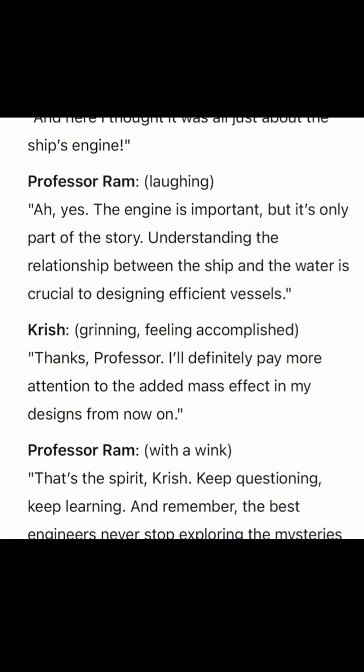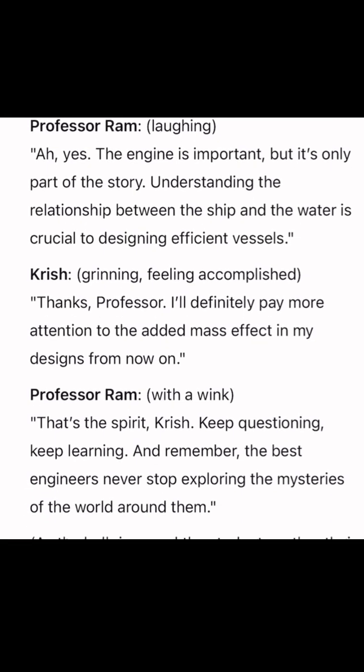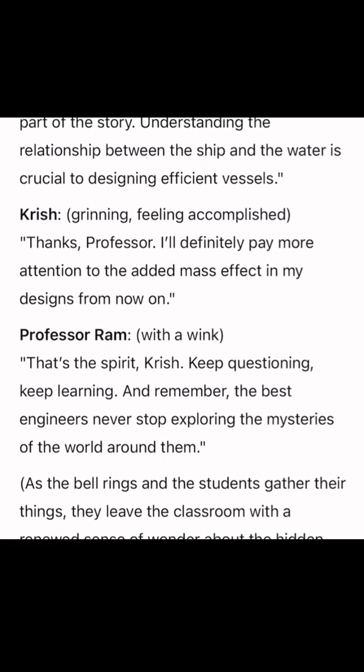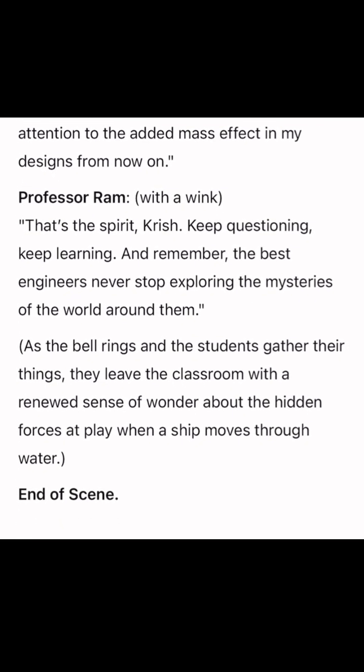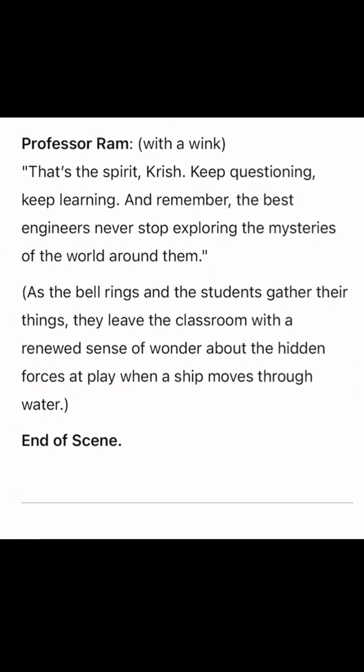Understanding the relationship between the ship and water is crucial to designing efficient vessels. Thanks, Professor. I will definitely pay more attention to the added mass effect in my designs from now on. That's the spirit, Chris. Keep questioning, keep learning, and remember, the best engineers never stop exploring the mysteries of the world around them. As the bell rings, the students gather their things. They leave the classroom with a renewed sense of wonder about the hidden forces at play when a ship moves through water.